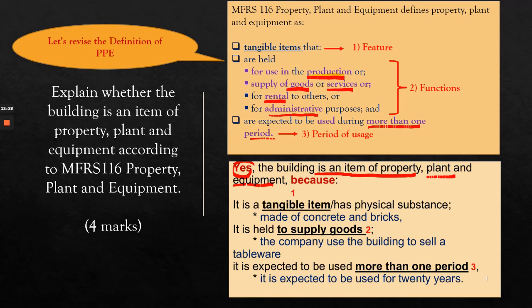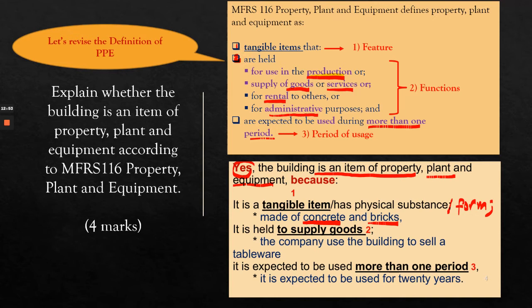Remember point number 1 here. Number 1, so it is a tangible item. If you say it is a tangible item, explain what it is made of. It is made of concrete. It is made of bricks, because it has physical substance, or you can also say it has physical form. Second one, look at the second part of the definition.